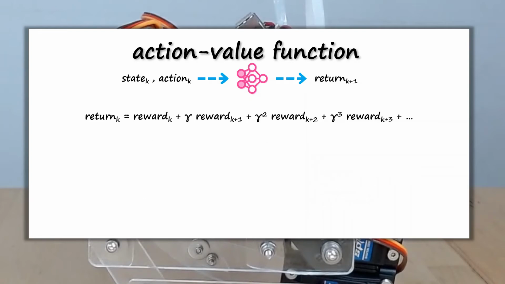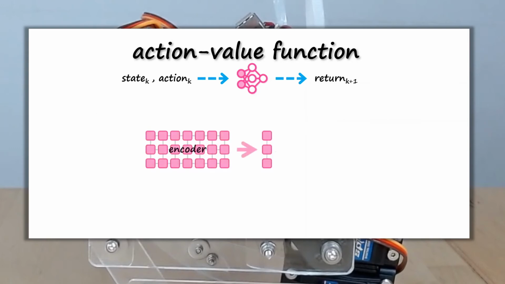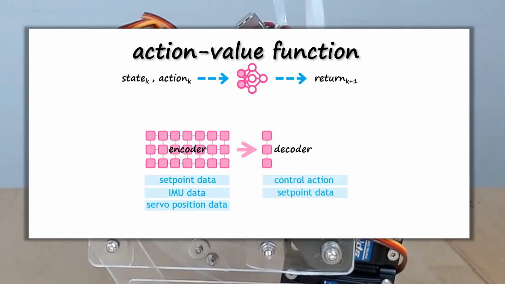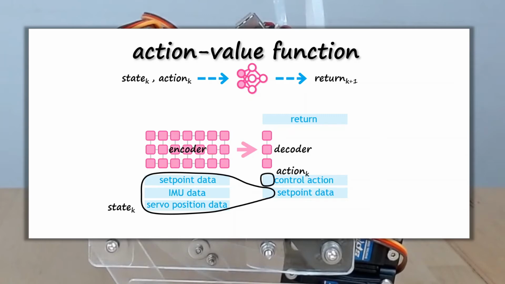After much trial and error with different models, parameters, I eventually settled with a recurrent encoder-decoder type model, with all of the input signals coming directly from the training data, and the output being the calculated future return values. In terms of the state and action, the state consists of the set point, IMU, and servo position data, and the action being the next control value sent to the servos. The model is only looking one step ahead, so it only needs to estimate the next return value.